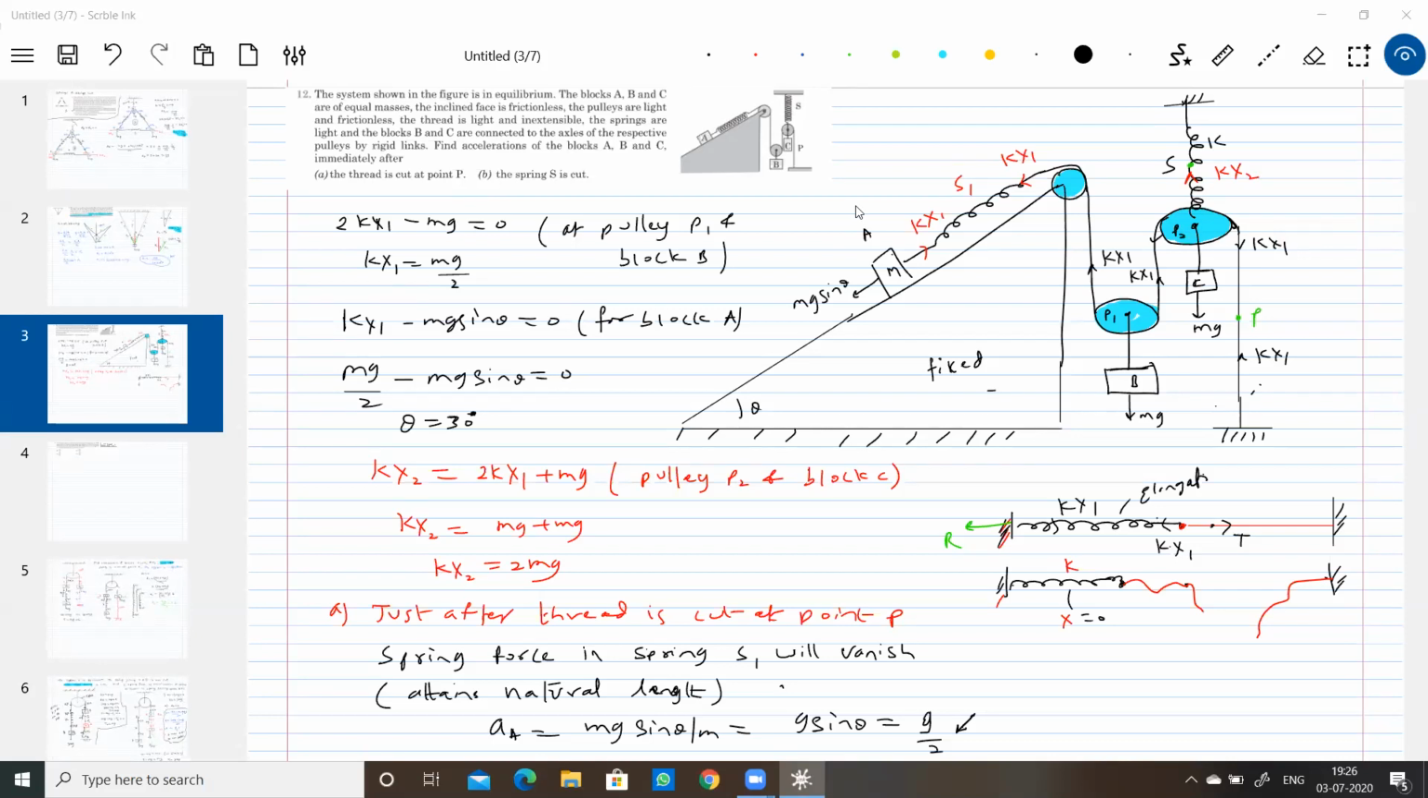Acceleration of block B, anybody? Sir, it will go with acceleration g downward. Equal to g, sir, downward, no? Yes. Because acceleration of B is what? mg by m. So it should be g downward. What about similarly C? 0.